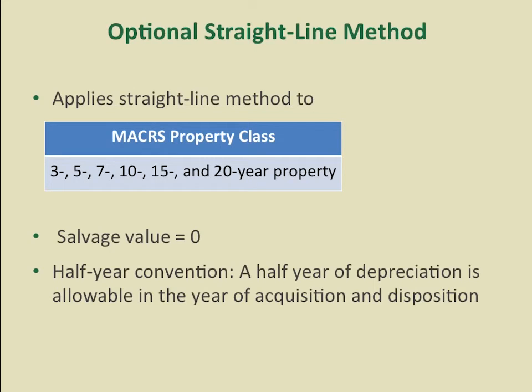We could also use the optional straight line method under tax, which means that we can apply the straight line method to those 3, 5, 7, 10, 15, 20-year properties, those 6 classes of property, and still assign salvage value to be 0. We still need to cut depreciation expenses in half in the year of acquisition and disposition. This is exactly what we just talked about, a half-year convention.